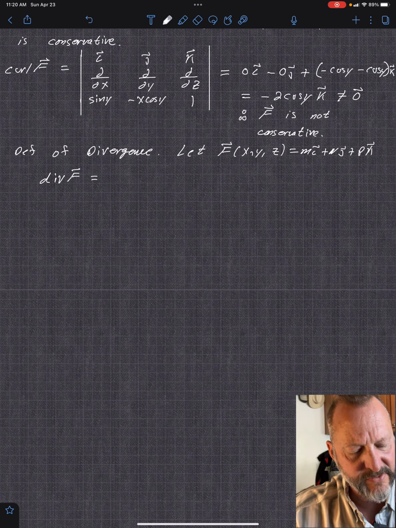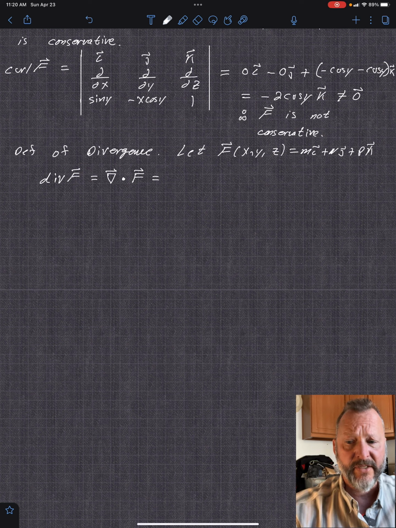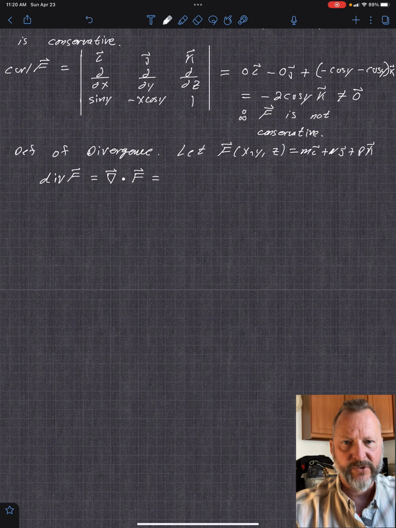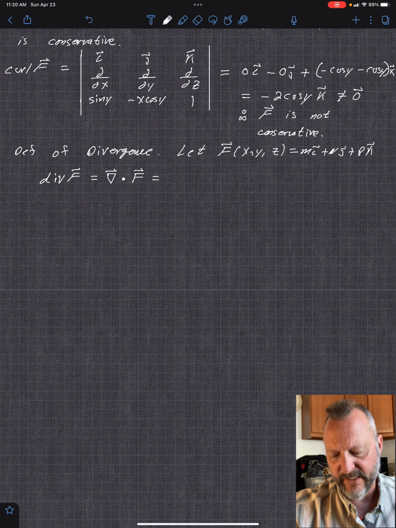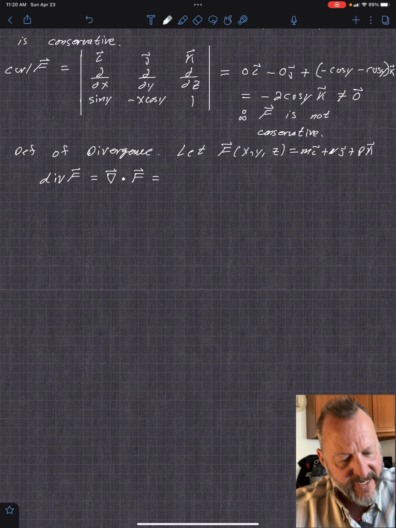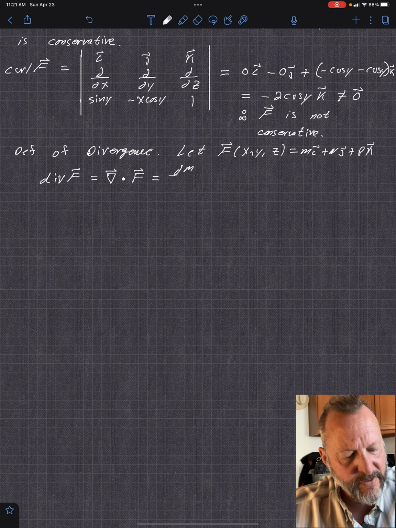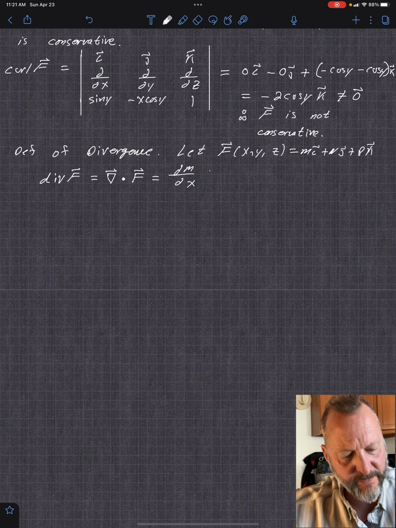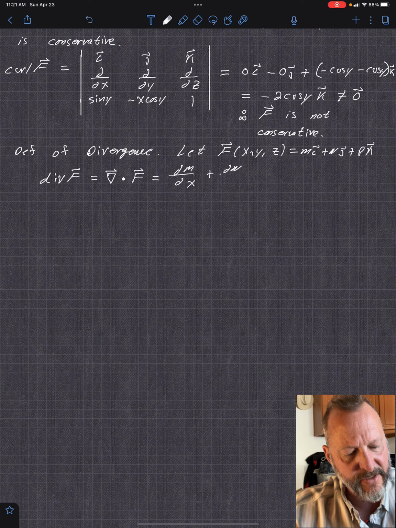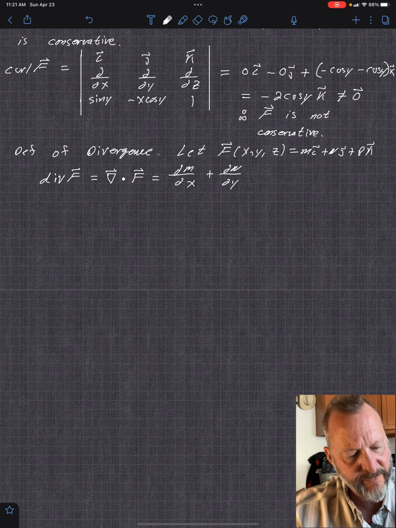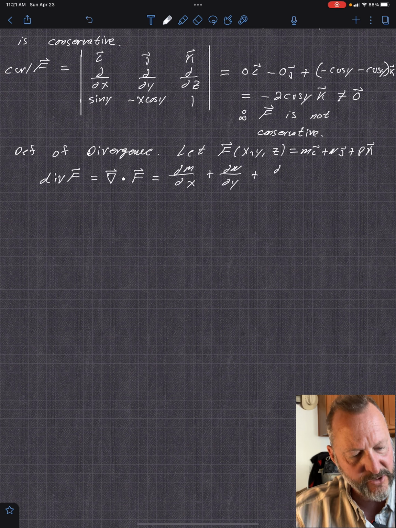And this is what I was thinking earlier, and I apologize. This is your del dot capital F. This is a dot product, so you treat it like a dot product. The other one was just the gradient, which we've done before, but this one is like a dot product. So that is partial M with respect to x plus partial N with respect to y plus partial P with respect to z.